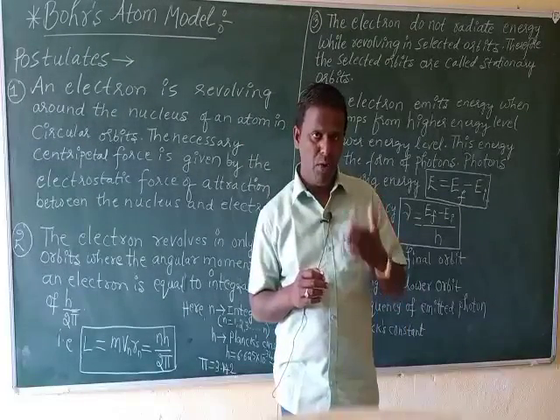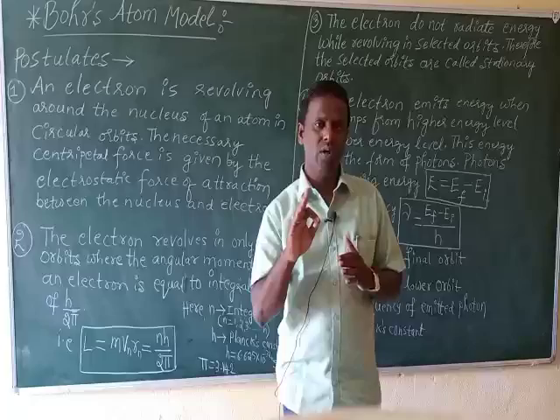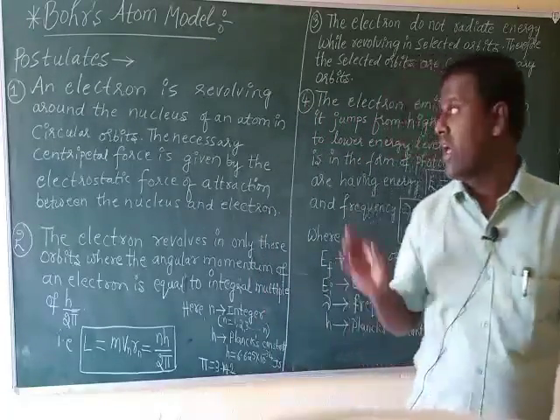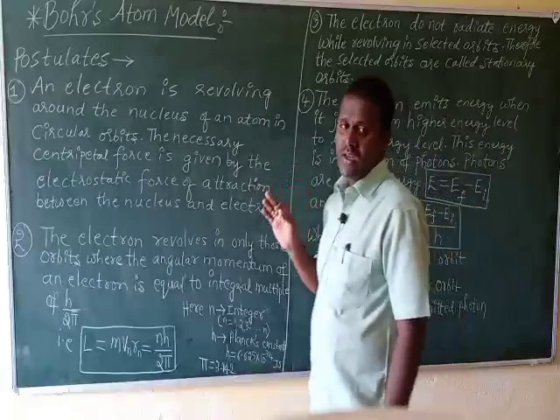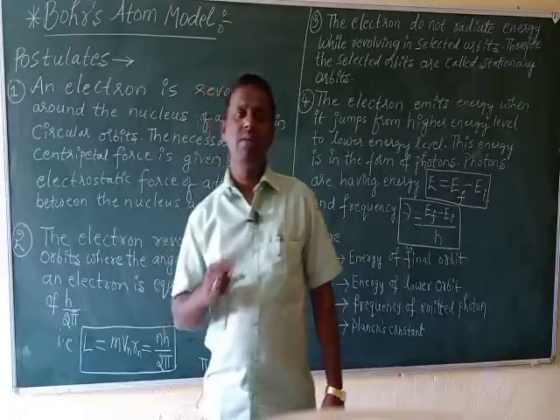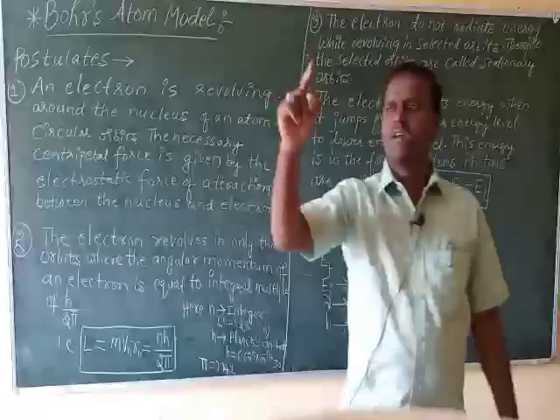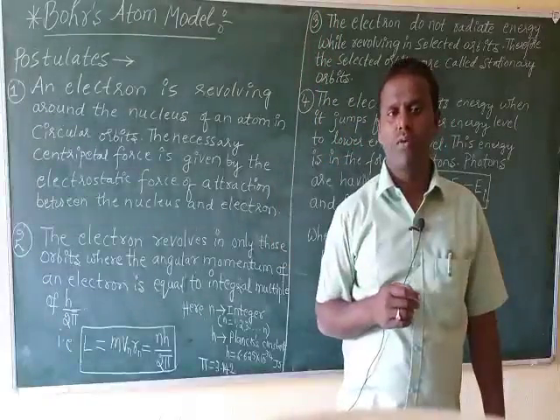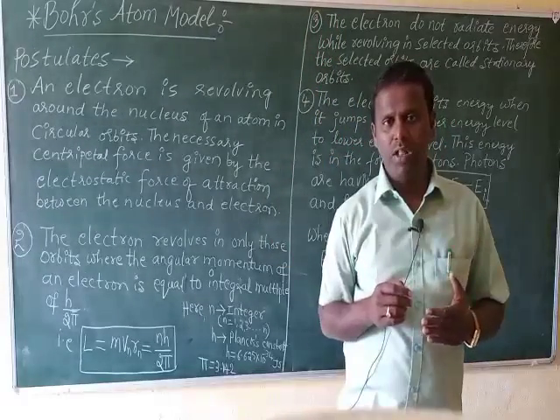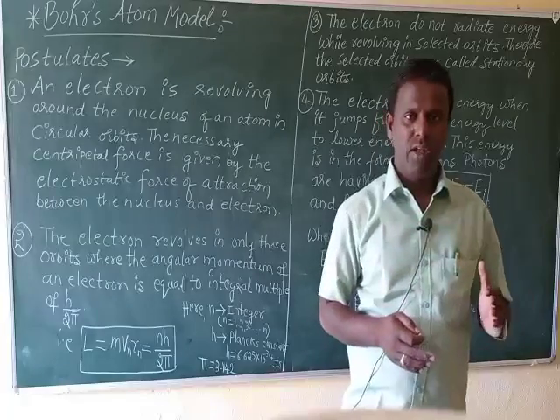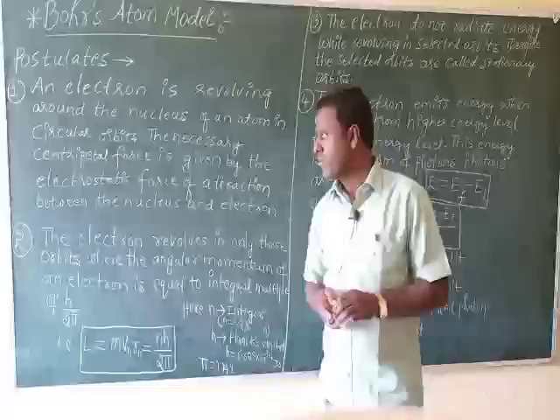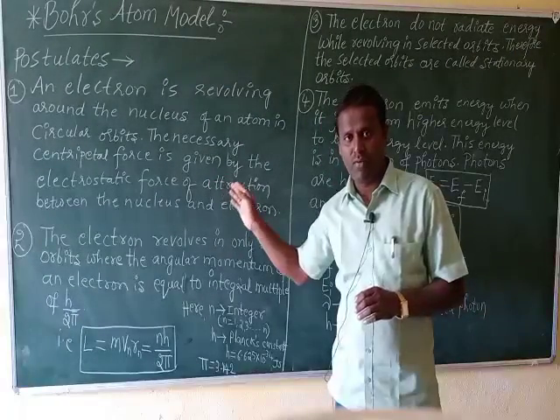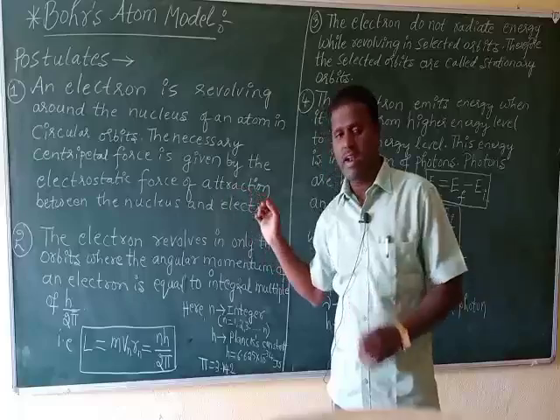So while writing the postulates, you must write "an electron", not "electrons", because there is only one electron in the hydrogen atom. So the first point is that a single electron of the hydrogen atom is revolving around the nucleus in circular orbits. In circular orbits, it is moving with the help of centripetal force. To move around the circular path, the electron requires centripetal force. And who is giving that centripetal force? That centripetal force is provided by the electrostatic force of attraction present between the nucleus and the electron.